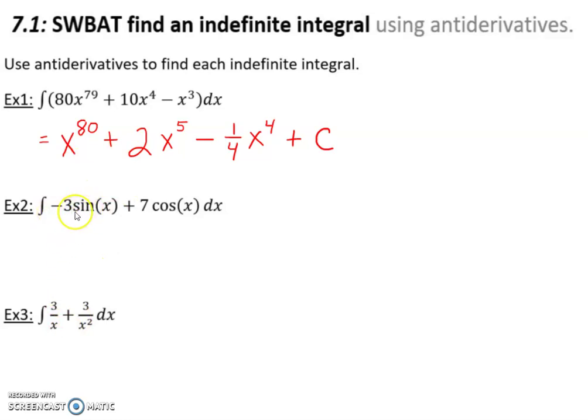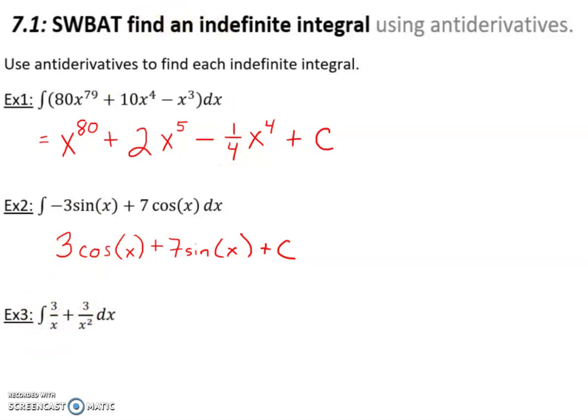Next example, integral of sine is negative cosine, so therefore the integral of -3 sine of x is positive 3 cosine of x. This is just one that you have to memorize. The integral of cosine is sine, so therefore the integral of 7 cosine is 7 sine of x. And then we put a plus c. That's it. These are just ones that you need to know.